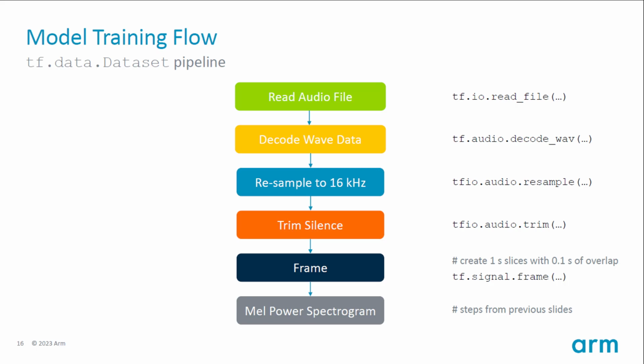And then the tf.signal.frame API can be used to split up the longer audio samples into 1 second chunks, which we need for processing. And we'll stride over the lengths at 0.1 seconds. So from one wave file, you'll have many samples to train the model with. And then once you have all those 1 second clips, you can pass them to the Mel power spectrogram functions that we covered before.